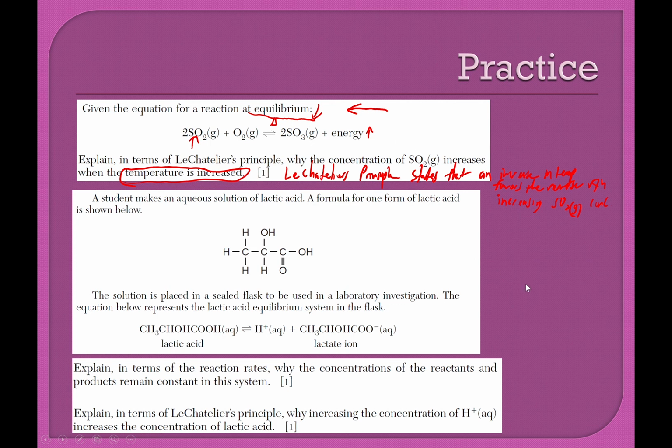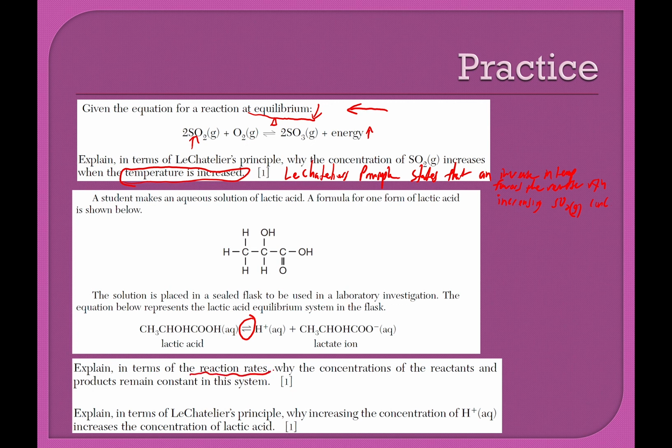Next one, a student makes an aqueous solution of lactic acid. A formula for one form of lactic acid is shown below. The solution is placed in a sealed flask to be used in a laboratory investigation. The equation below represents the lactic acid equilibrium system in the flask. So we get our double arrow here indicating equilibrium. Each of these are in aqueous form. Explain in terms of the reaction rates why the concentrations of the reactants and products remain constant in this system.